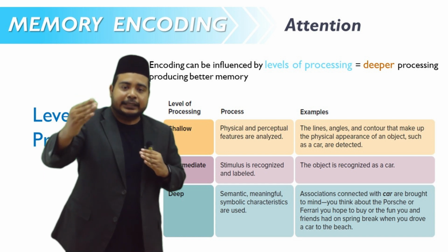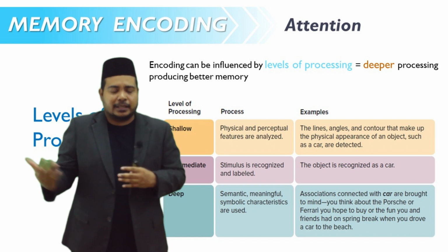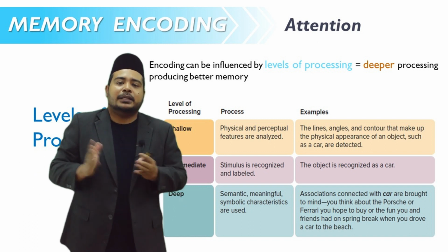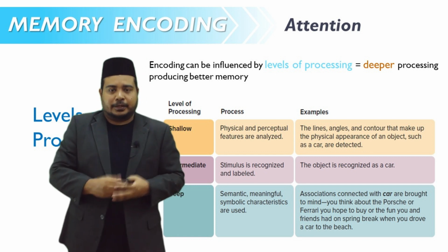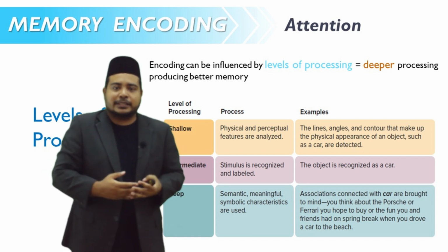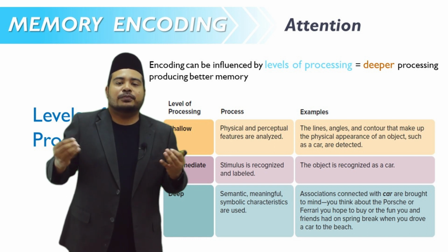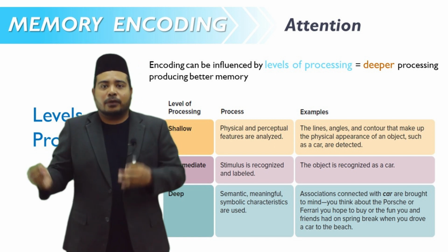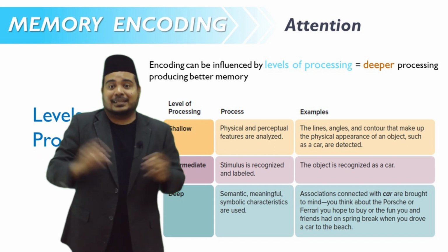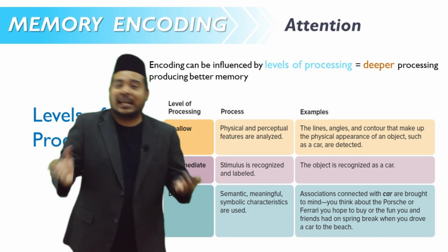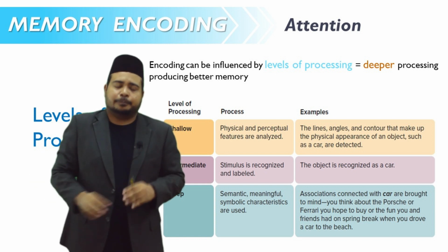There are three levels of processing. The first one is shallow processing. The second one is intermediate processing. And the third one is deep processing. With shallow processing, we just look at the physical and perceptual features involved in that information. We analyze physical features: the sound of it, the color of it, the shape of it, the size of it. That only involves shallow processing.